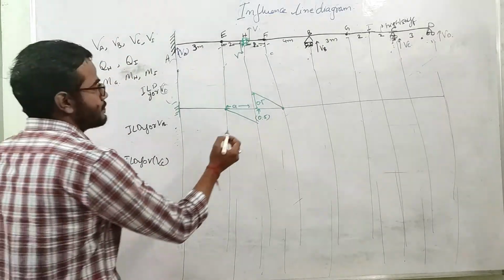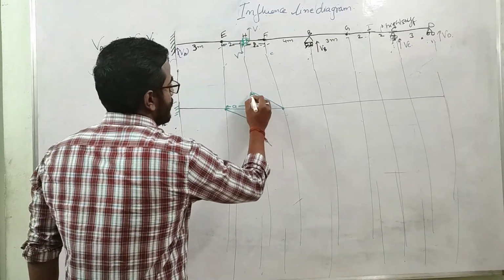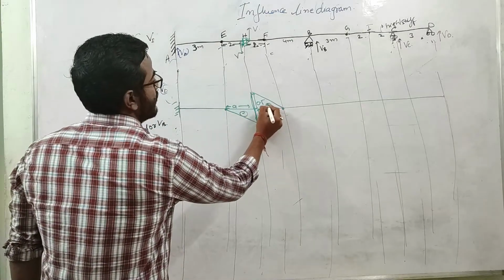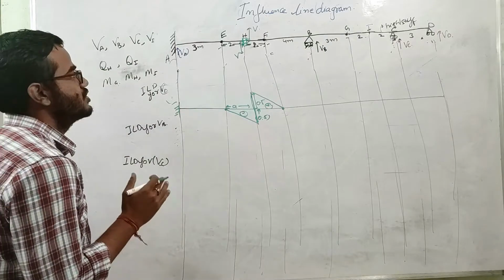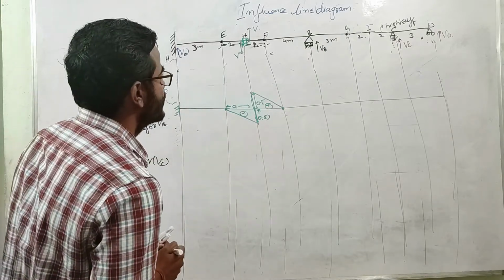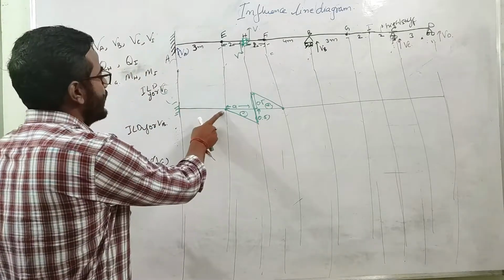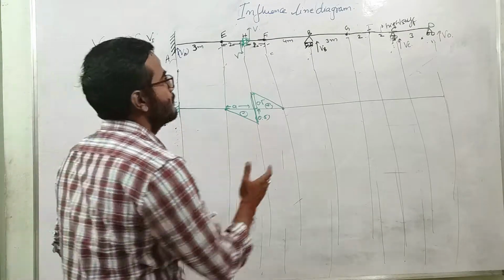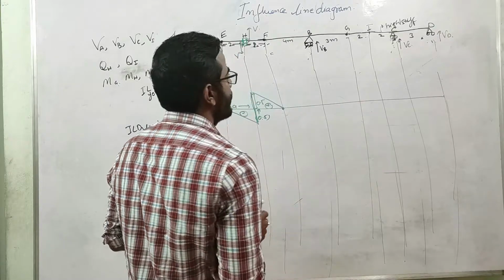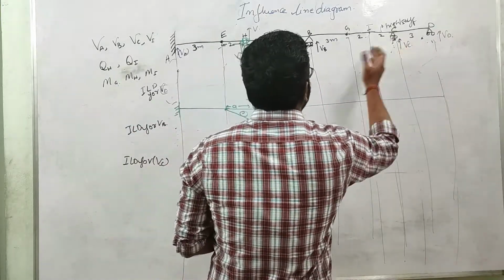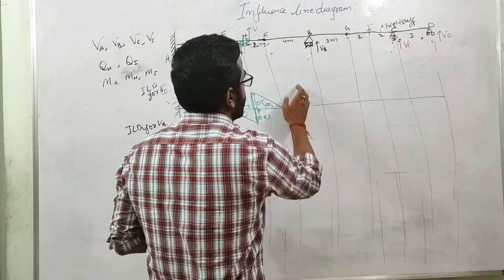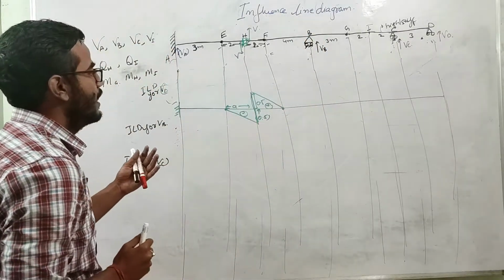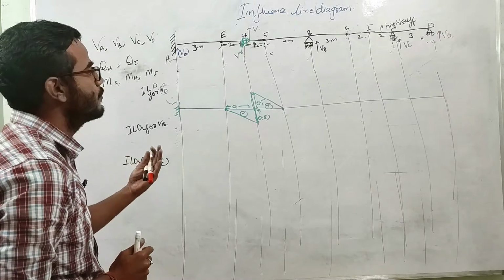Okay. So this is the shear diagram. This is the influence line diagram for the shear force at point H. This point E cannot move up and down because it is restricted by this support A, and this point G also cannot move because it is restricted by these two supports, and this B cannot move up and down because it is restricted by this B point. So this will be the ILD for the shear force at point H.